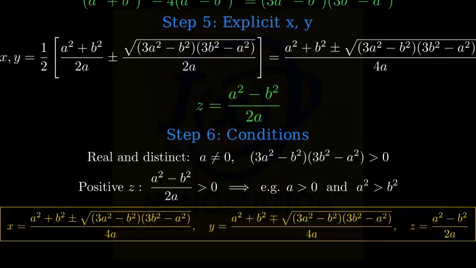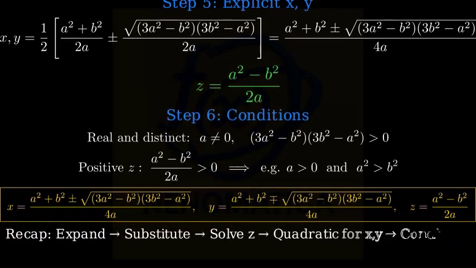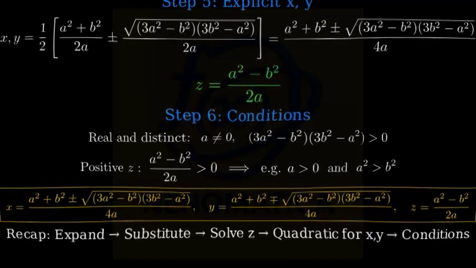For positivity of z, the fraction (a squared minus b squared) over 2 must be positive. One convenient branch is a greater than 0 and a squared greater than b squared, which also makes x and y positive when the discriminant is positive. Recap. Expand the sum, substitute the given relations, solve for z, then form a quadratic to get x and y. Check the discriminant and signs to ensure the required solution type.